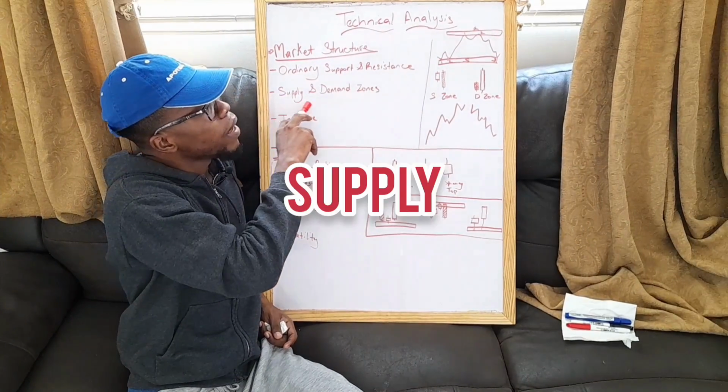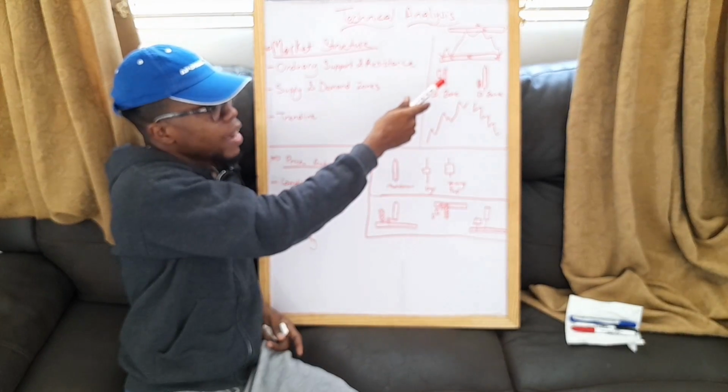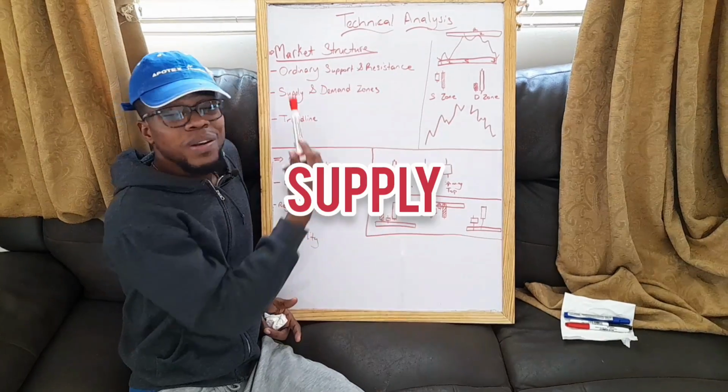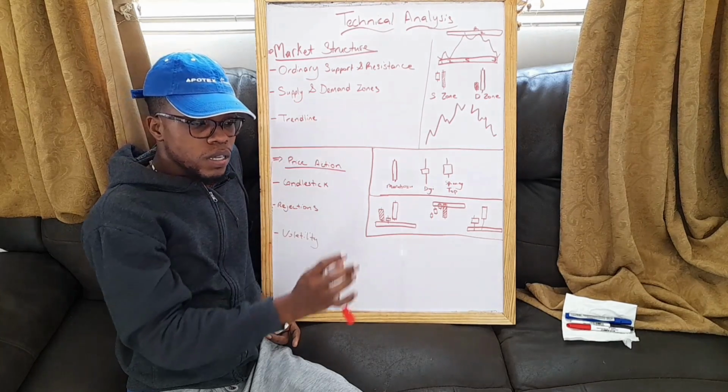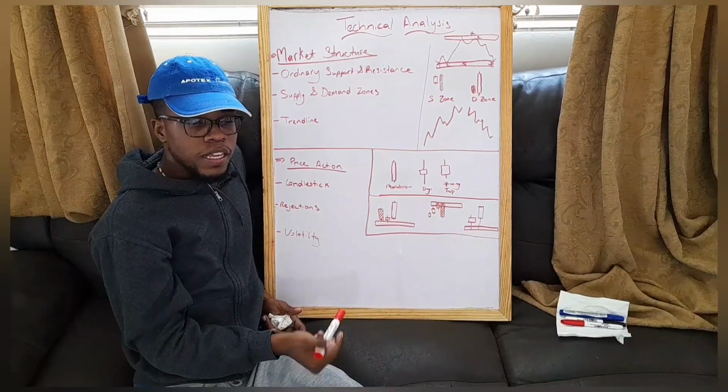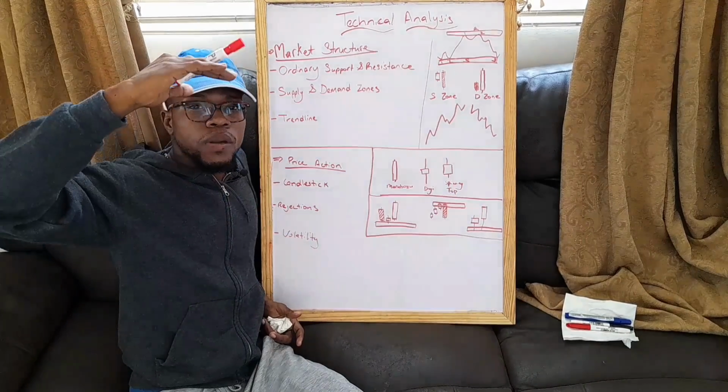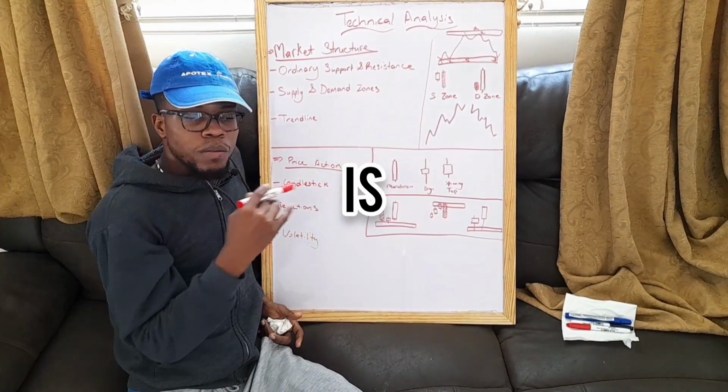When it comes down to supply and demand zones, I have price represented as candlesticks. A supply zone is where you take the buy candle before the sell move into consideration. Your supply zone is generally when the market is high. Demand zone is when the market is low.